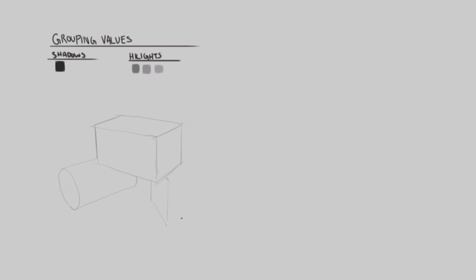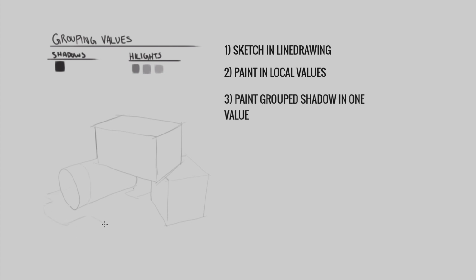Grouping similar values can be a really helpful tactic for making a cohesive painting. More often than not, it looks better, and it's much easier for you to group your shadows together in masses than it is to try to capture the infinite range of values that there are. So for this group of primitive forms, what I'm going to do is begin again by sketching in the line drawing portion of it, place in my local values, and then I'll group my shadows together in one cohesive shadow mass using a singular value.